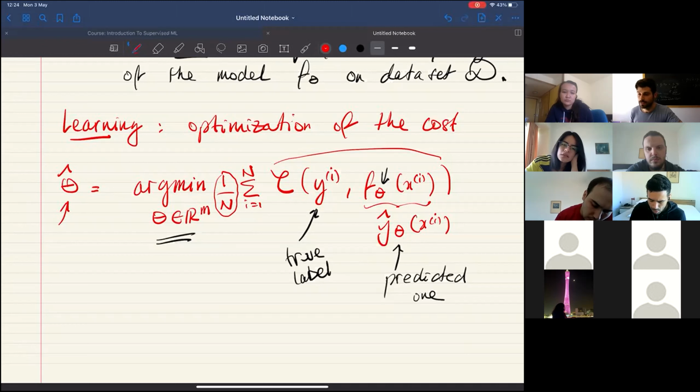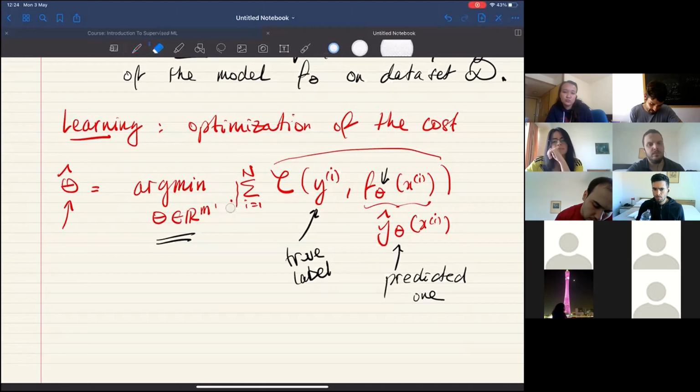N is maybe 10,000, okay? So actually, maybe you don't want this cost to be too large, so you take a 1/n, no problem. But it does not change the minimizer of this cost. Instead of 1/n, I can take any scalar b, any rescaling factor. It does not change anything to this optimization problem.